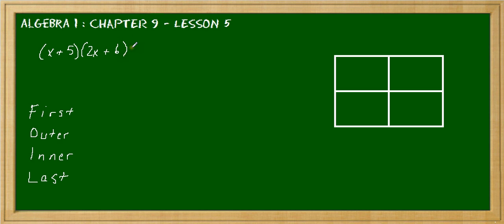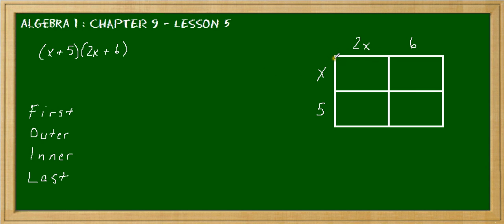Now, if we were to put them in our illustration, we would have the x and the 5, and we'd have the 2x and the 6. Now it's very important. First off, these are all positive. There were no negatives. And secondly, I could have put 2x and 6 here and the x plus 5. We just want to reiterate that over and over.